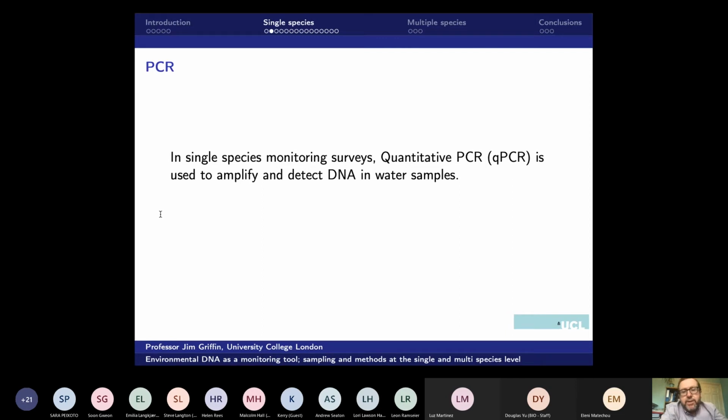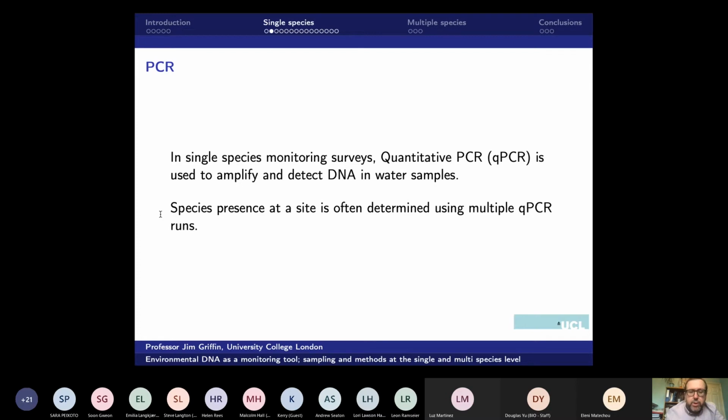So in terms of single species, really I became involved with this through talking to Eleni about problems that people were having in Kent with qPCR data and eDNA samples. So that's the background of where I came into it. Okay, so what people have is measurements of qPCR. Usually people take multiple runs of qPCR for different samples to try and understand whether there's presence at a site.